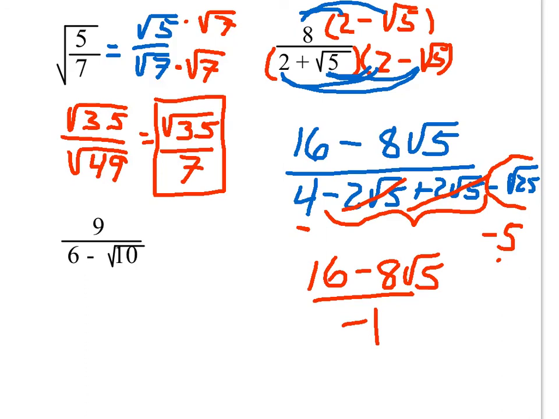Now this answer is, for all intents and purposes, complete, but I'm not a fan of leaving it like this because this negative 1 can basically go in and do a sign change and we'd get rid of the fraction. So our actual answer is negative 16 plus 8 root 5.